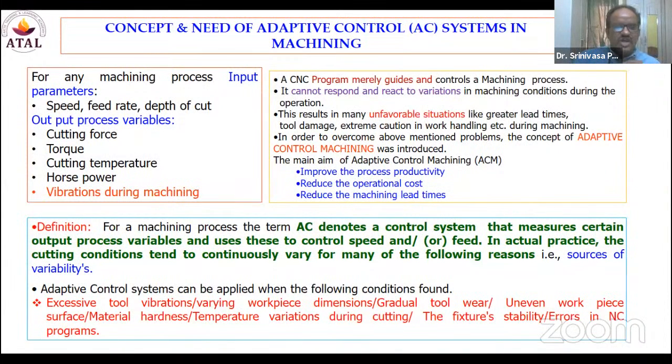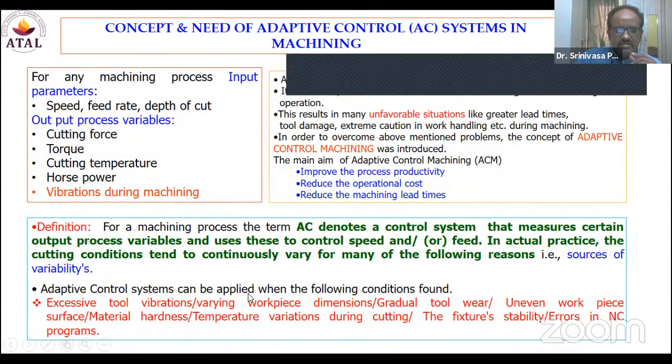Now, adaptive control systems can be applied when the following conditions are found: excessive tool vibrations, varying workpiece dimensions, gradual tool wear, uneven workpiece surface, material hardness, temperature variation during the cutting, fixture stability, jigs and fixtures, and errors in part programming. Even though we have prepared the part program, there is no guarantee it will be error free. So when a variation occurs, adaptive control is ready with a solution. How it is going to give the solution will be understood later.